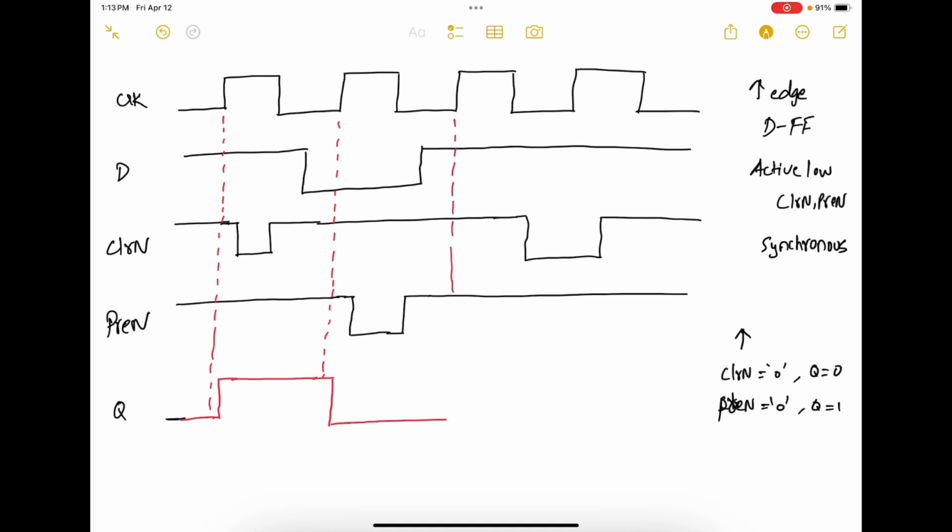At the next rising edge, D is 1, ClrN is 1, and PreN is 1. So your output is going to follow D. So after a slight delay, output goes to 1.